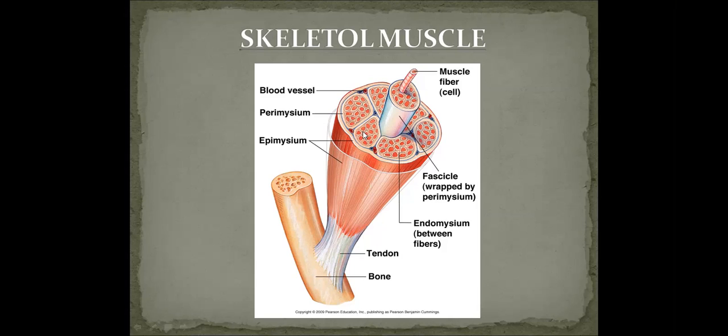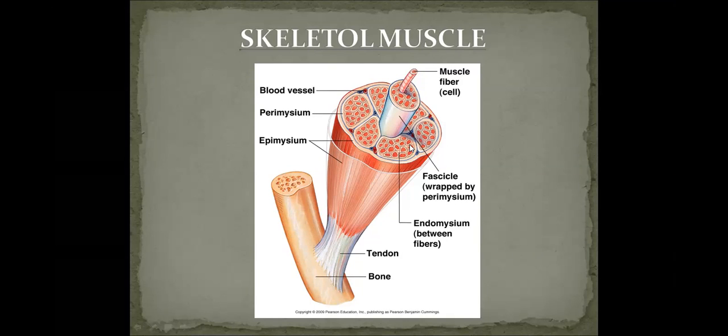As I already told, this fascicle is formed with the collection of several muscle fibers. Each muscle fiber is again covered with another connective tissue called endomysium. So endomysium is the connective tissue that covers the individual muscle fiber, and perimysium is the connective tissue that covers a fascicle, or a bundle of muscle fibers.